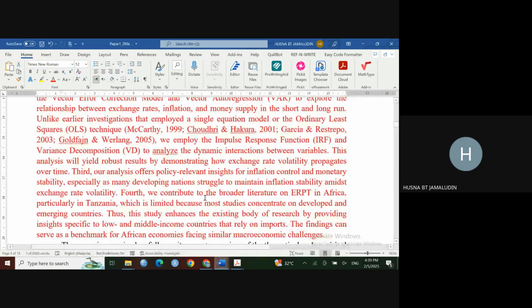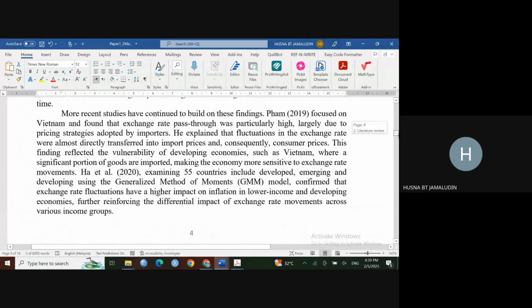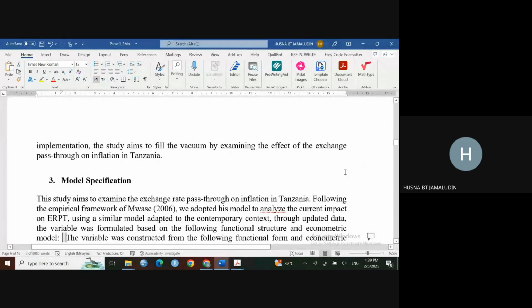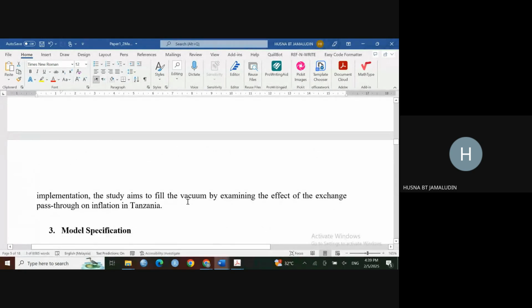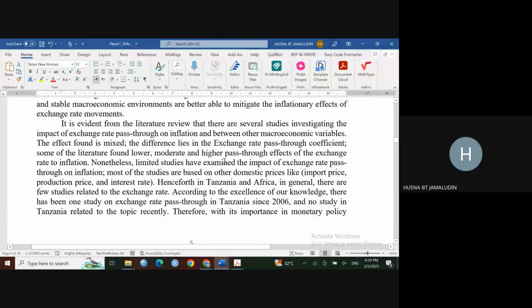Okay, the last paper. Let me see here. After the literature review, where is the research gap? Research gap. Nothing. Wait. This study aimed to fill the vacuum, but which vacuum? So if you want to say you fill the research gap, I think she did mention somewhere, limited. Nonetheless, you better put a different paragraph. Limited studies have examined the impacts of blah, blah, blah. If you say limited studies, it means there are studies, but limited. So you have to cite the study.